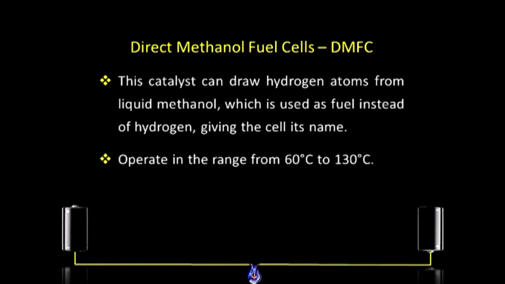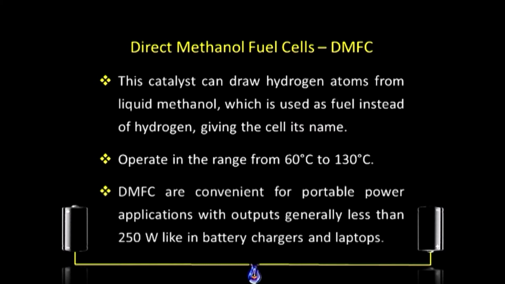These are operated in a temperature range of 60 degrees Celsius to 130 degrees Celsius. These types of fuel cells are convenient for portable power applications with outputs generally less than 250 watts, like in battery chargers or in laptops.